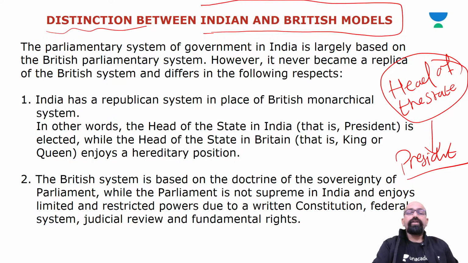Next, the British system is based on doctrine of sovereignty of parliament, while the parliament is not supreme in India and enjoys limited and restricted powers due to a written constitution. Federal system, judicial review, fundamental rights. These are the features of our Indian constitution. Yes. So, the British system is based on doctrine of the sovereignty of the parliament.